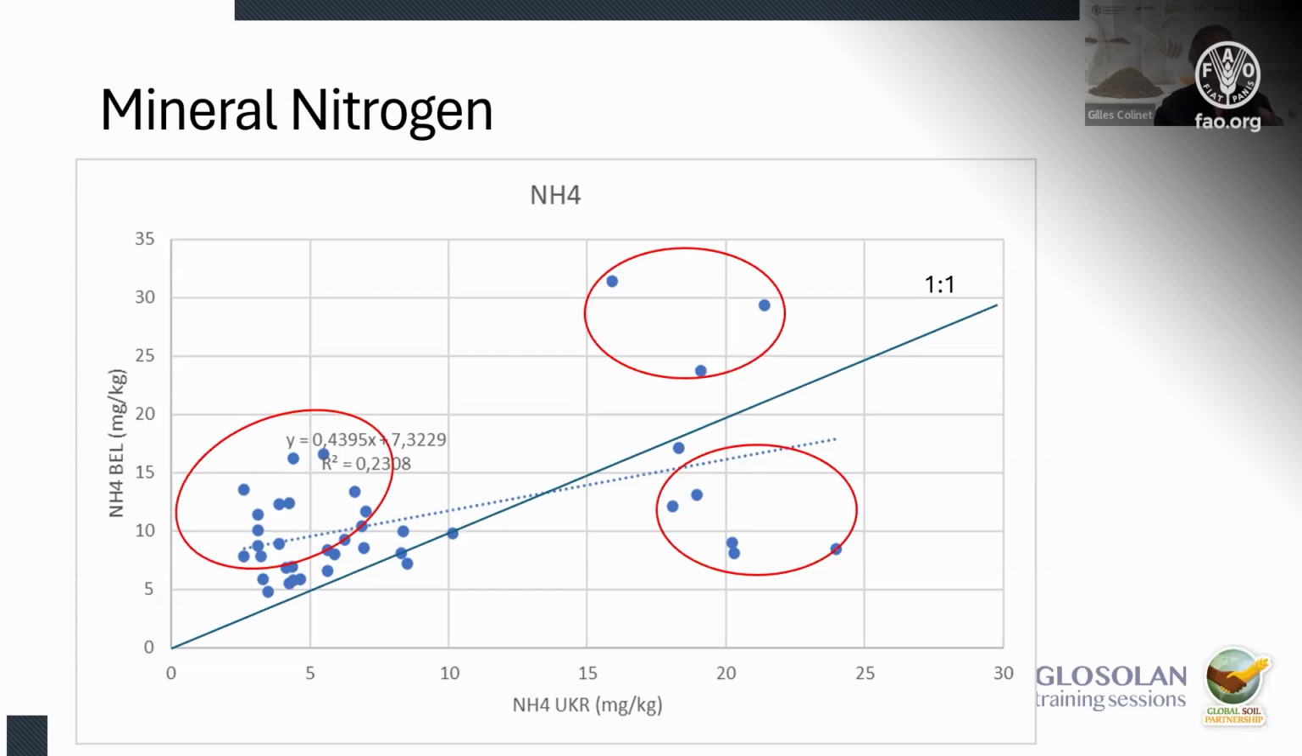In this case, we should not worry too much, as it was made by different methods, and maybe the samples were not exactly the same. And we also know that mineral nitrogen should be more interesting in fresh soil.